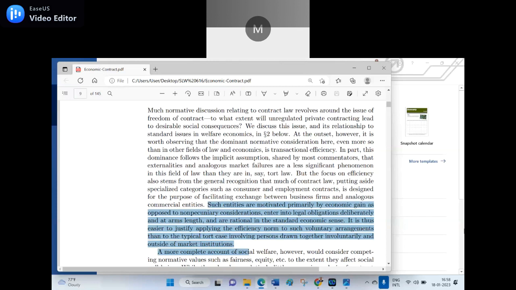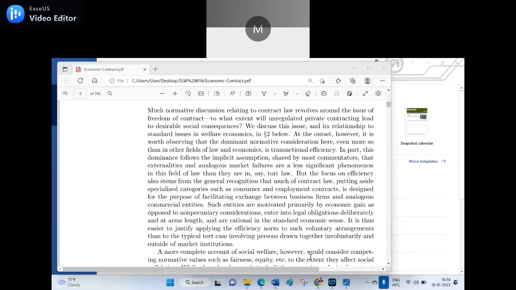And are rational in the standard economic sense. That is what I highlighted. It is thus easier to justify applying the efficiency norm to such voluntary arrangements than the typical tort case involving persons drawn together involuntarily outside the market institution. Now I will explain why I read it. So what I read, yes, it is visible to you.